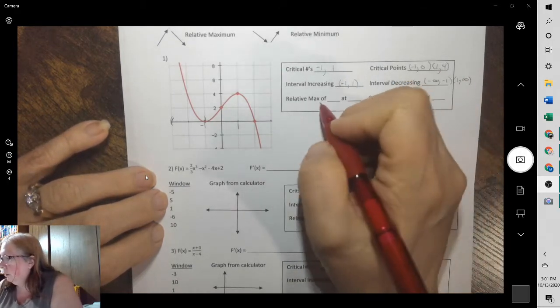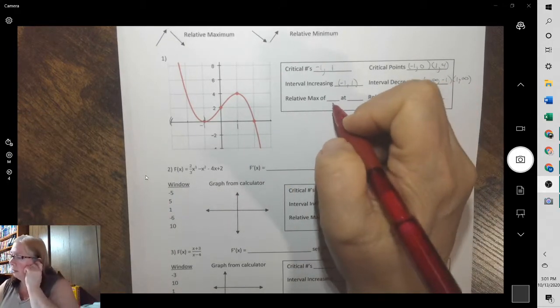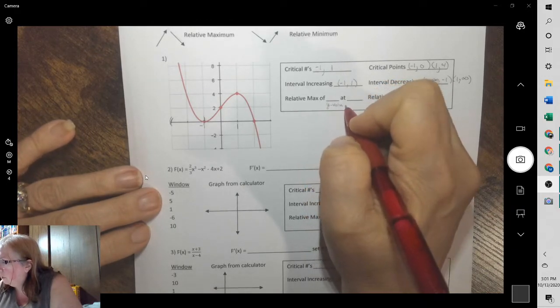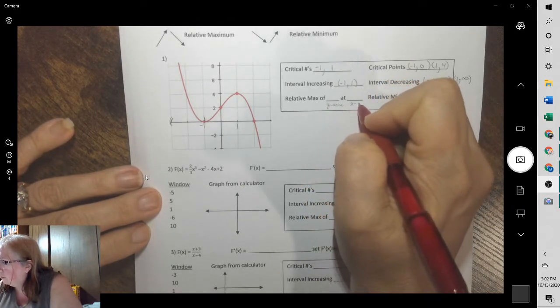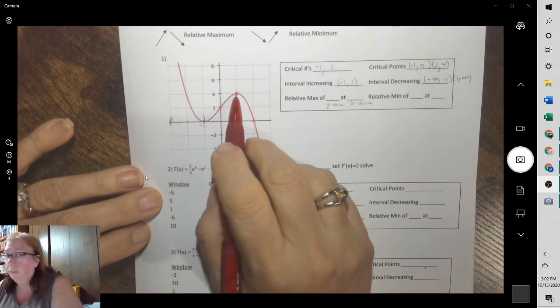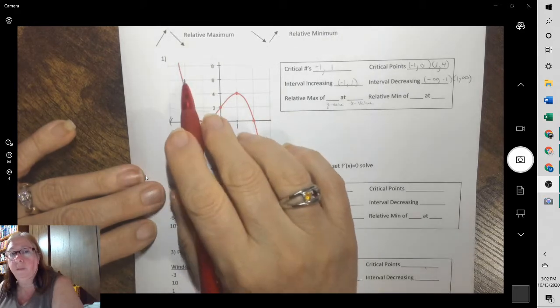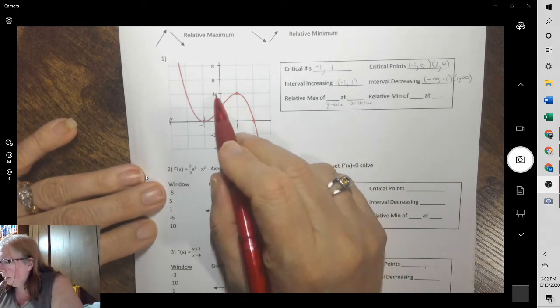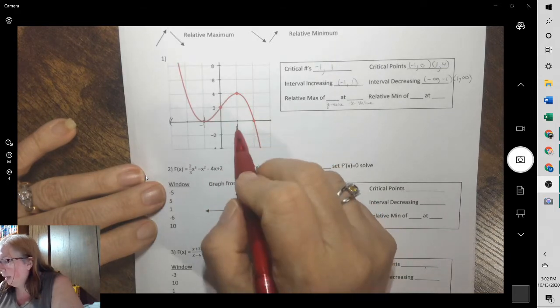Max and min. When you're saying the relative max of, you put the y value at the x value. So this one's a relative max. It's not the highest point because there's some over here, but it is a high point. So there's a high point of 4 at 1.